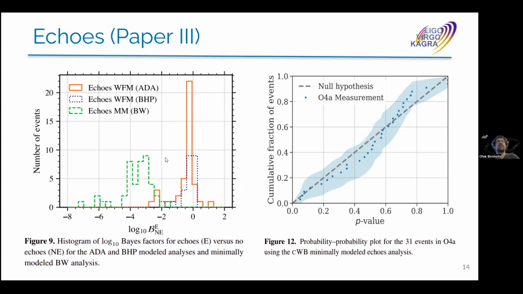In both cases, we find Bayes factors generally negative or unsupportive. The 2 minimally modeled pipelines, BayesWave and coherent WaveBurst, again look for coherent signal between the 2 detectors after the main signal should have ended. And again, these are both consistent with lack of any echoes after the signal. So thus far, we find everything consistent with general relativity.